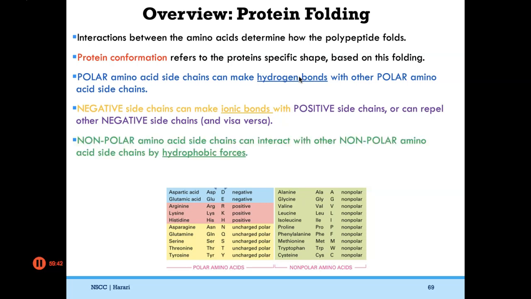And we said also nonpolar amino acid side chains try to interact with other nonpolar amino acid side chains to keep all those hydrophobic parts together away from the water. So together we have all these different forces acting on the amino acid chain, the chain of amino acids. And that will determine how the whole polypeptide folds. And again, how it folds determines the protein's conformation, which is the structure. And the protein conformation will determine how the protein can function.